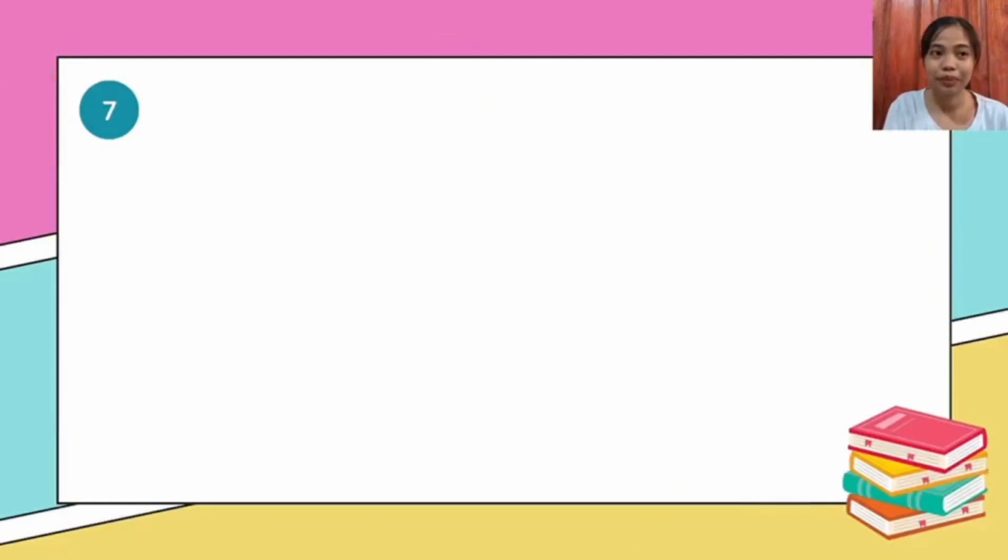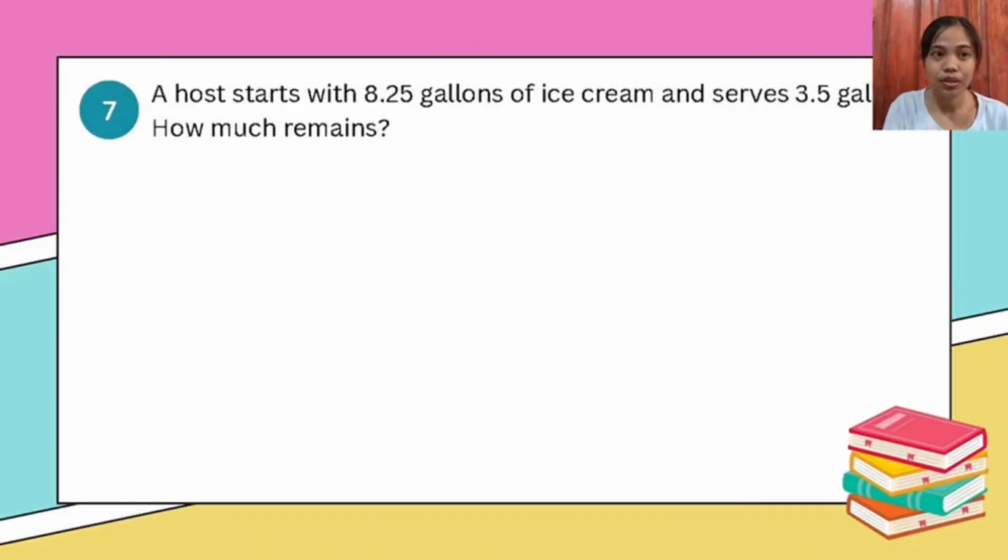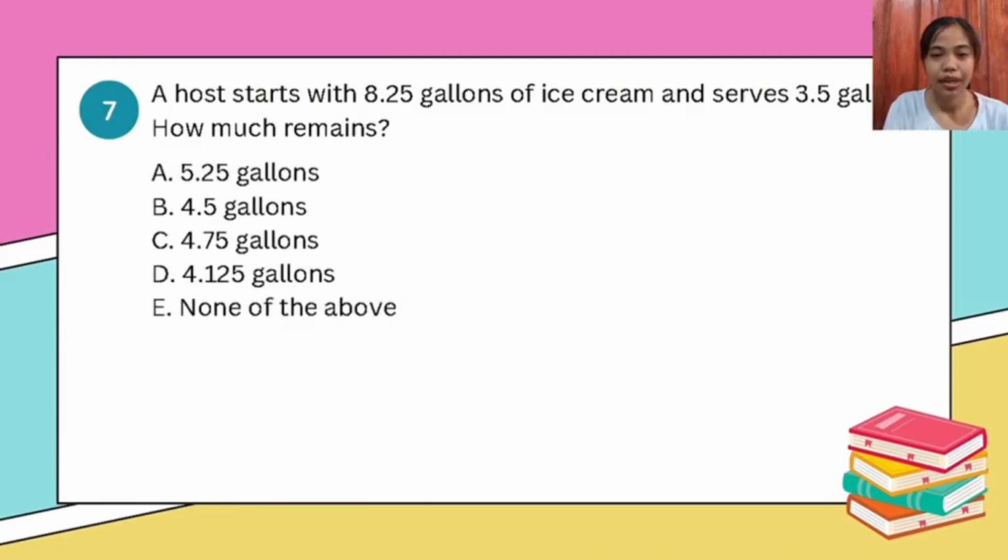Here is a question. A host starts with 8.25 gallons of ice cream and serves 3.5 gallons. How much remains? Here are the choices. A, 5.25 gallons, B, 4.5 gallons, C, 4.75 gallons, or letter D, 4.125 gallons. E, none of the above. The answer is letter C, 4.75 gallons.